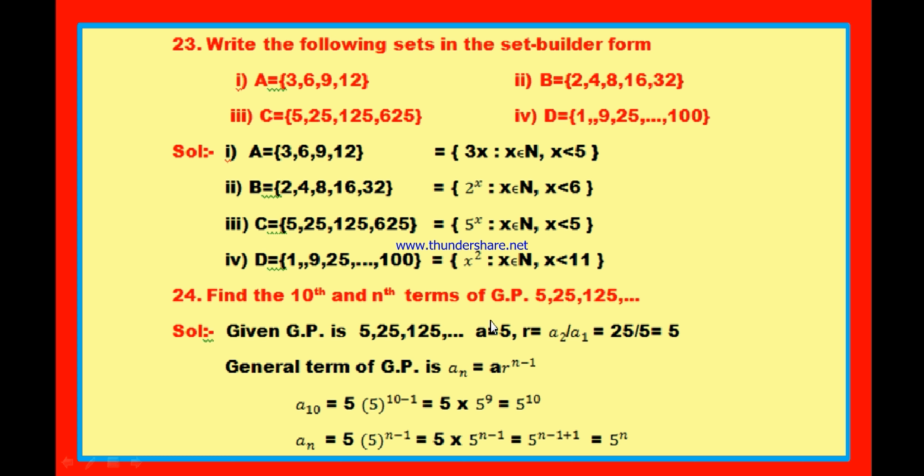Now nth term, An also you have to find nth term. Therefore nth term An is equal to A means 5 into R means it is also 5 power n minus 1. 5 means 5 power 1 into 5 power n minus 1, that is 5 power 1 plus n minus 1, plus 1 and minus 1 will be cancelled and the final answer for the nth term of the GP is 5 power n.